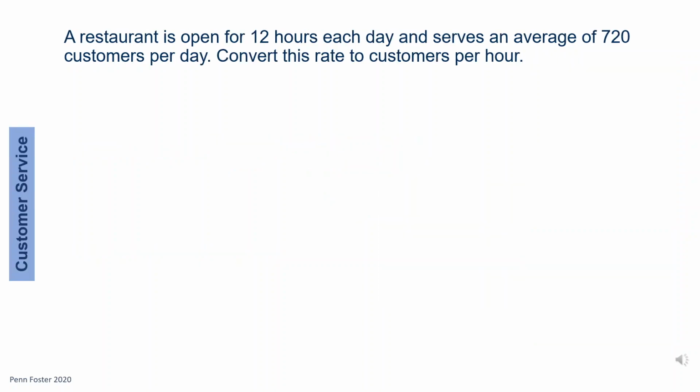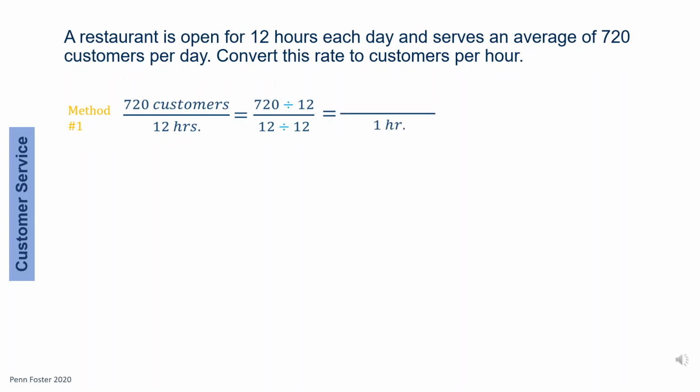Let's read the next problem. A restaurant is open for 12 hours each day and serves an average of 720 customers per day. Convert this rate to customers per hour. One way to go about this situation is to reduce the rate fraction so that 1 hour becomes the time unit in the denominator. This can be accomplished by dividing top and bottom by 12. The reduced fraction is the desired rate, which is 60 customers per hour.